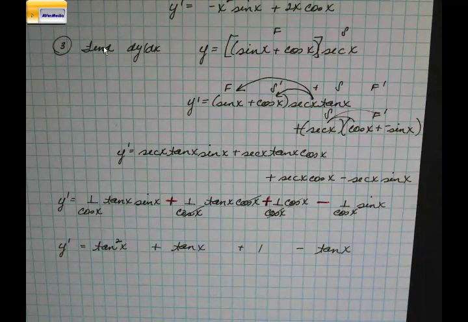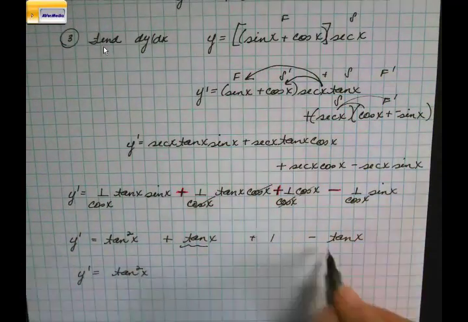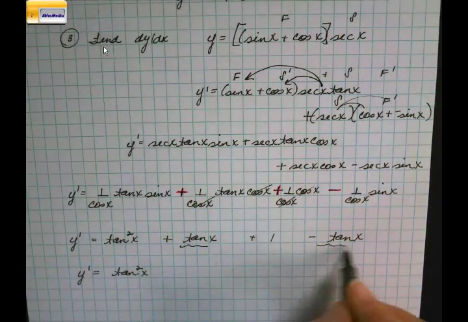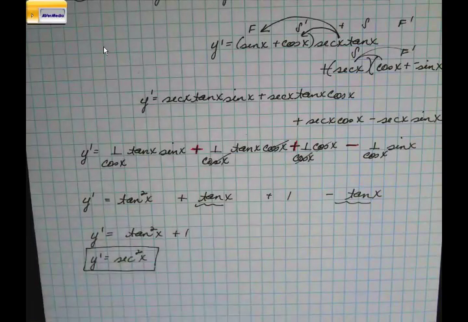What is tangent squared plus 1? Secant squared. There you go. So this becomes tangent squared x. These guys zero out, so tangent squared x plus 1, which is secant squared x. So there it is. Keep that in mind if I ever see another sine plus cosine x.